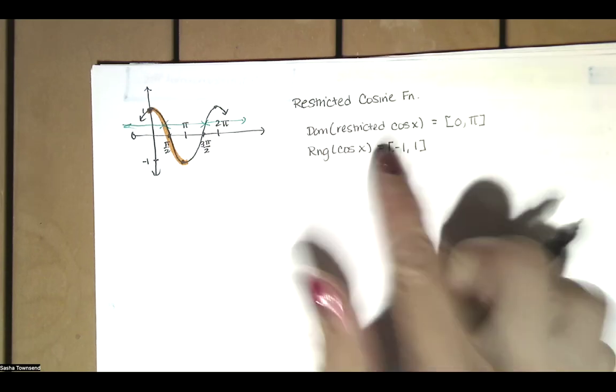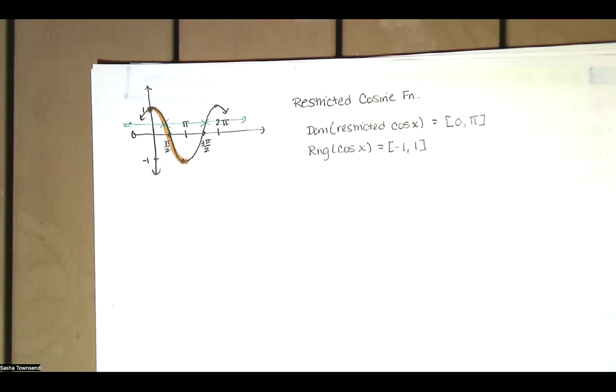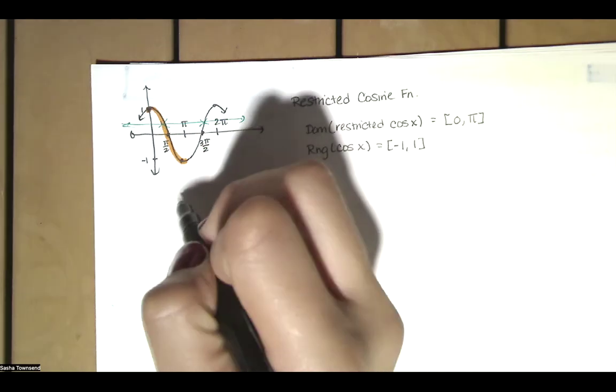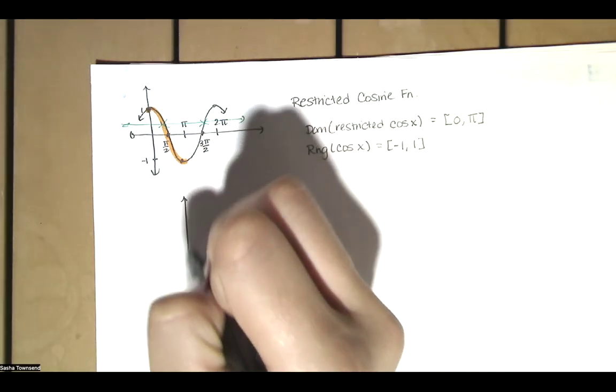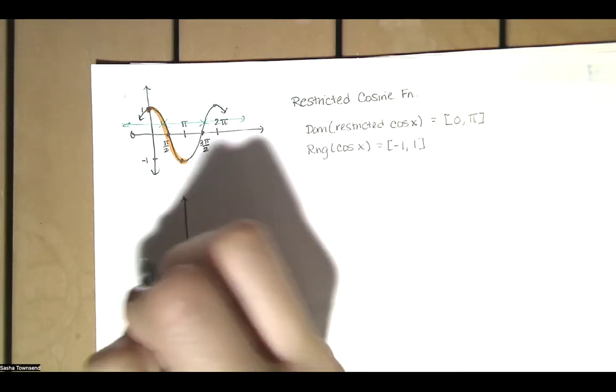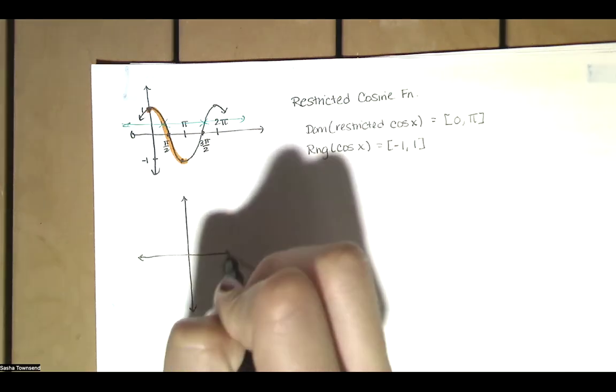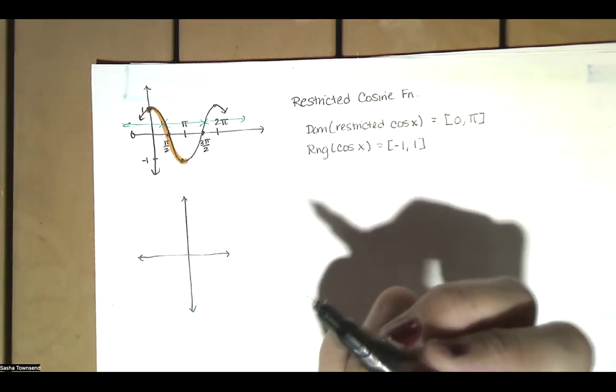Whenever you come up with that restriction, you're always trying to choose your restriction so that it maps to the entire range. In this case, that interval from 0 to pi does map to that range of -1 to 1. So that's going to be a good choice for us when we switch the roles of x and y. Now switch the roles of x and y, and we can come up with the inverse function.